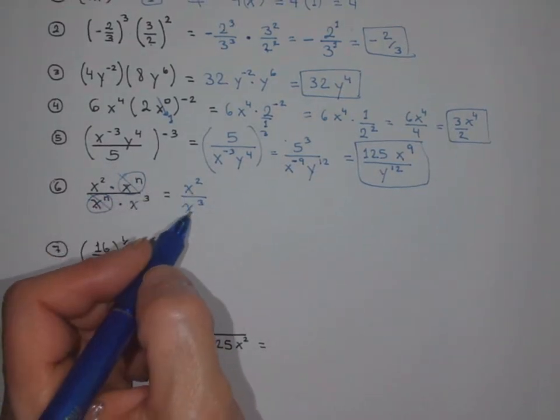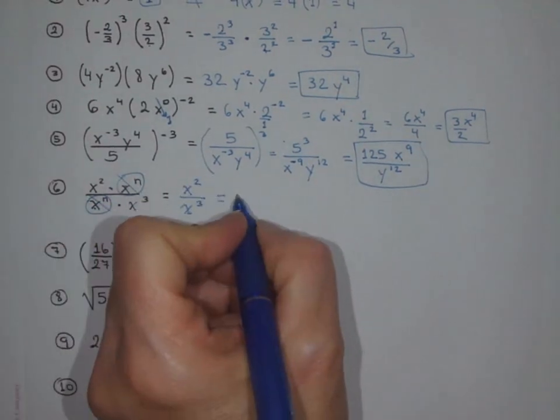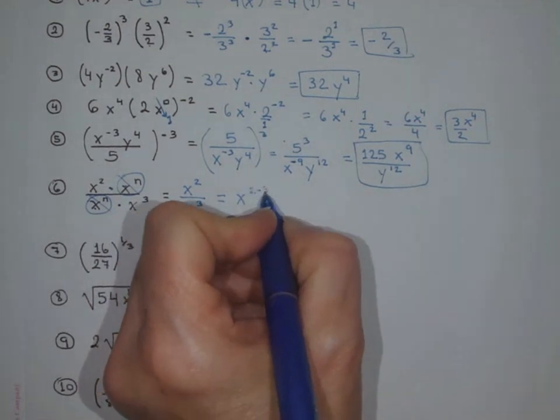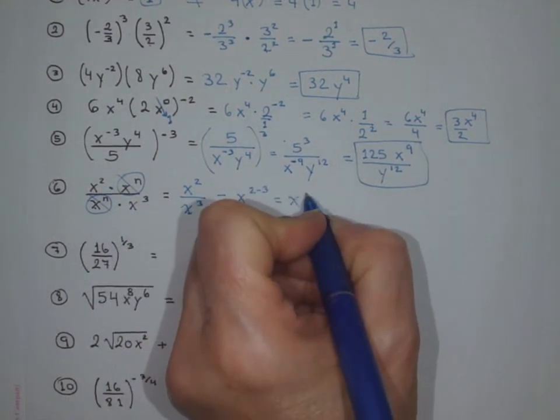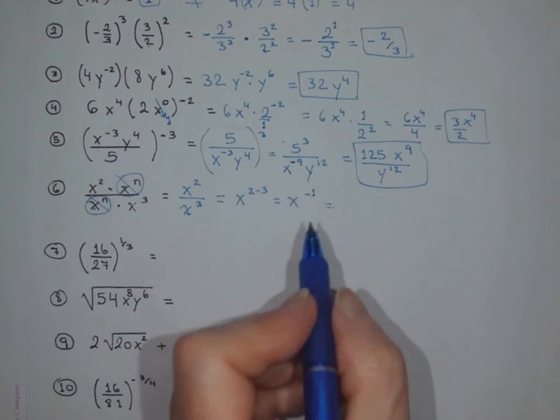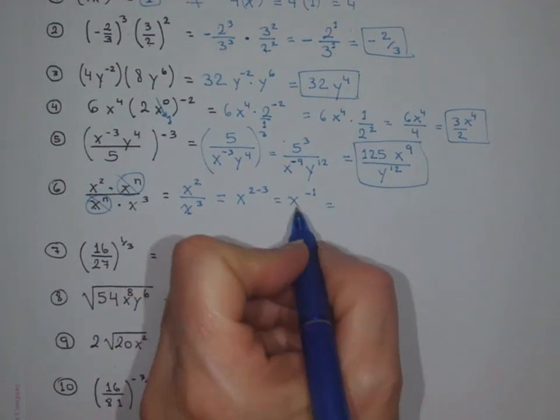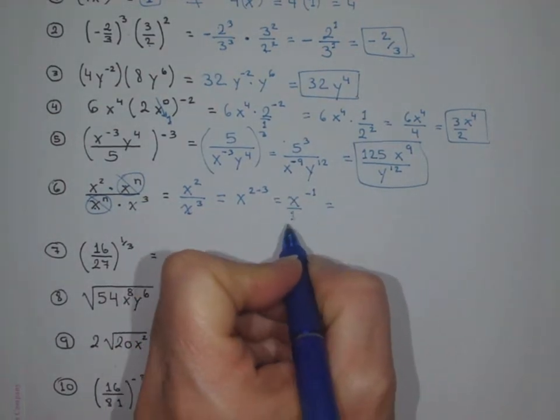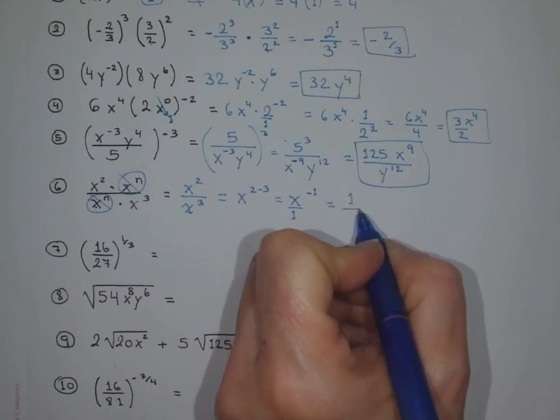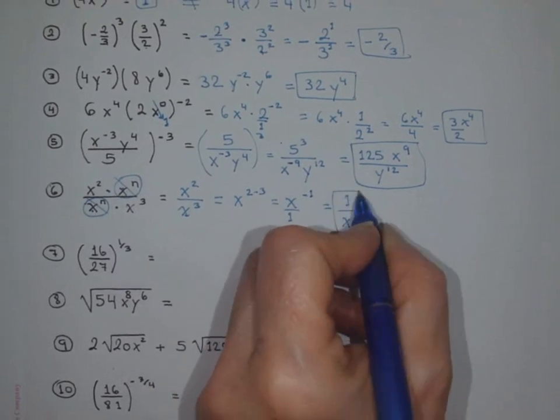And now we still have the same bases, so we subtract the exponents. So x to the 2 minus 3 is an x to the negative 1. And because that's a negative exponent, we need the multiplicative inverse, so make that over 1 and flip it. So it will be 1 over x to the first power, so just 1 over x.